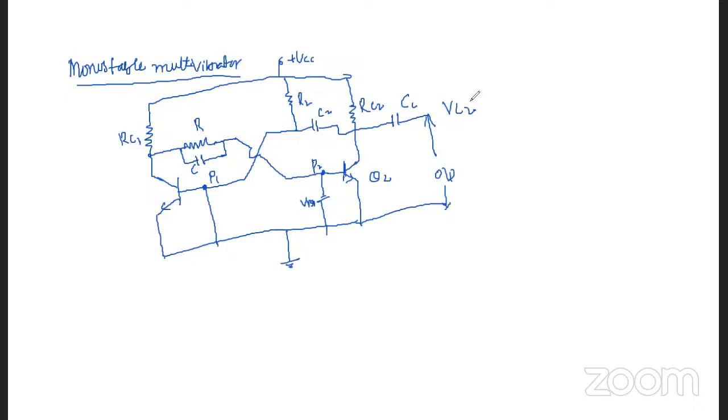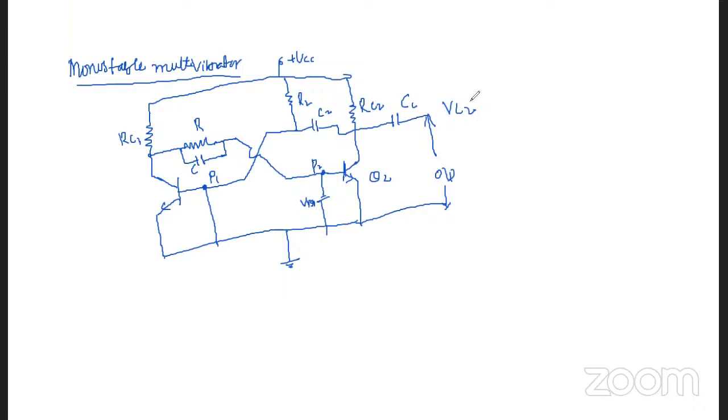It provides a single pulse of desired duration in response to an external trigger. The external trigger causes the circuit to go to the quasi-stable state. After a certain interval of time, the circuit returns to its original state. The circuit arrangement is shown here in this figure.